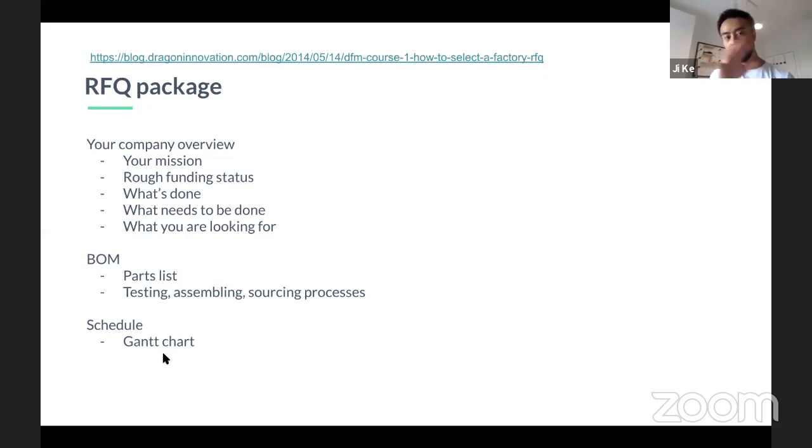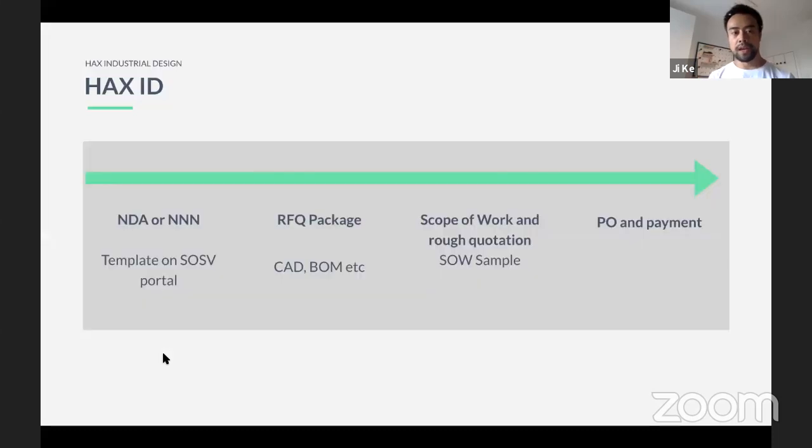So these are all in the RFQ package. NDA first, and then the RFQ, and then what they'll come back to you with is a scope of work and a rough quotation. There's probably going to be some exchanges of clarifications in between, but what you're going to look for is a scope of work and rough quotation. And that quotation also spells out how good the manufacturer is, right?